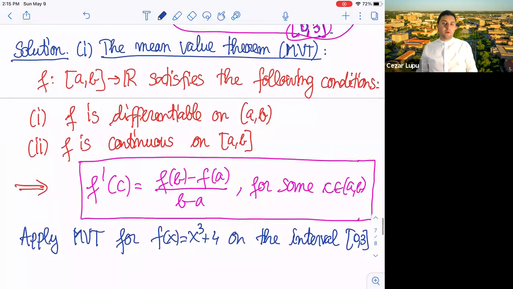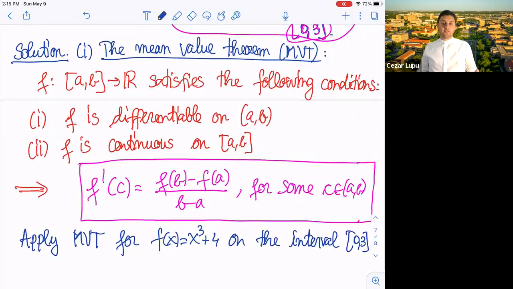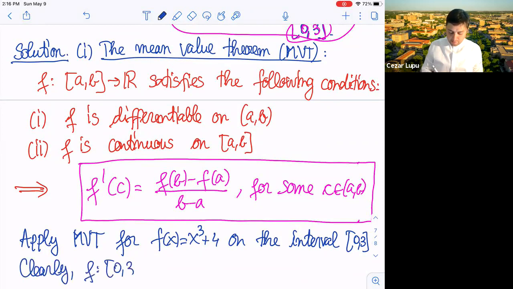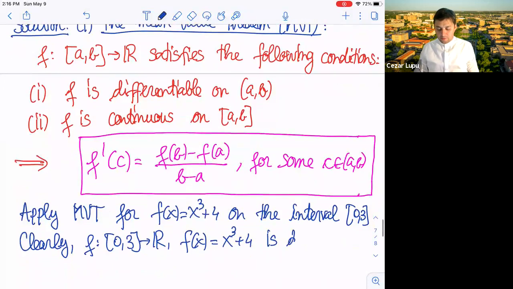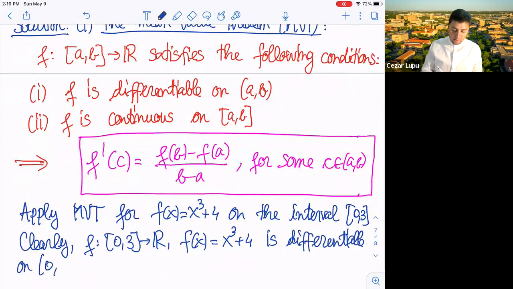All right, let's do it. Clearly, first of all, we need to see if this function satisfies the actual conditions from the mean value theorem. And I don't think there is a problem for you to see this, right? You can actually see it easily. So clearly, F defined on this interval 0, 3, real valued, F given by x cubed plus 4 is differentiable on 0, 3 and continuous.